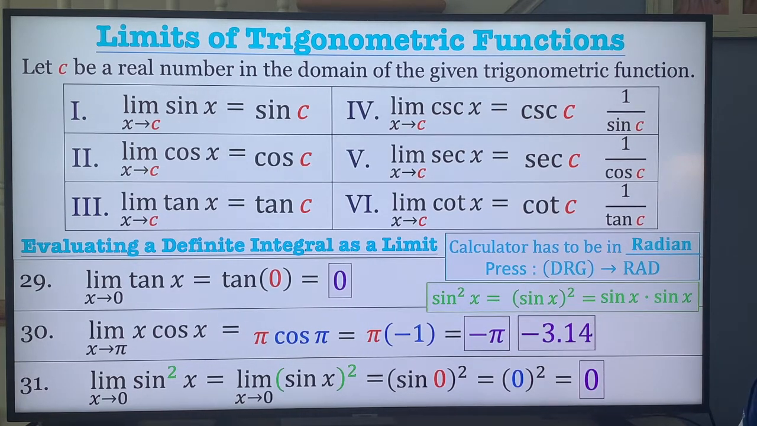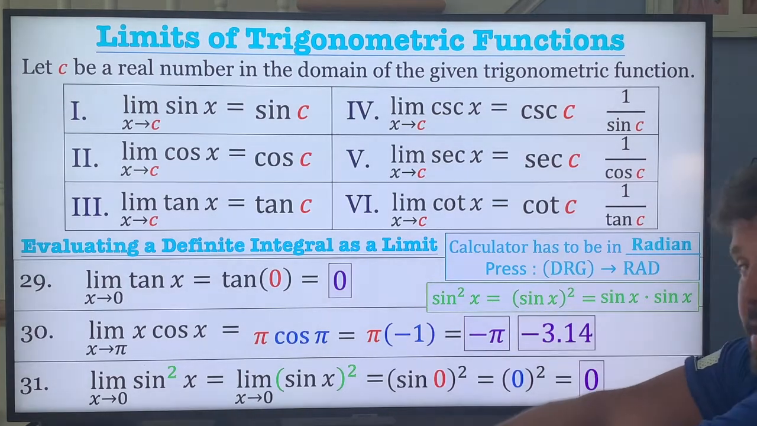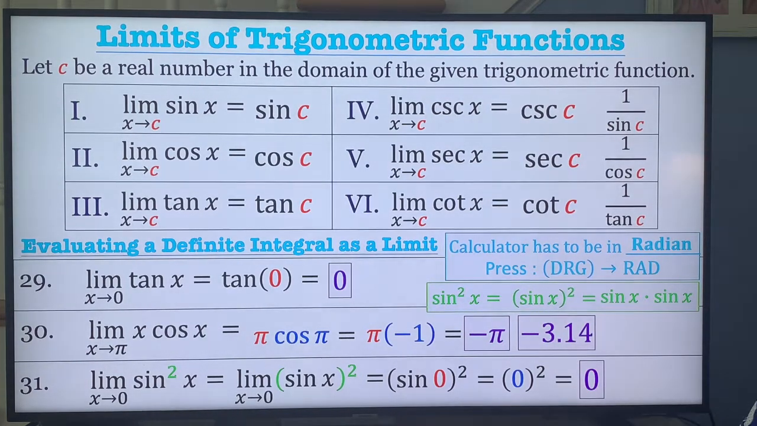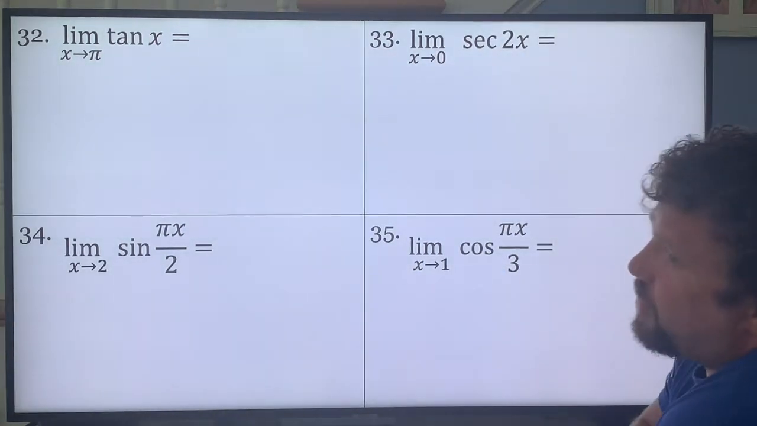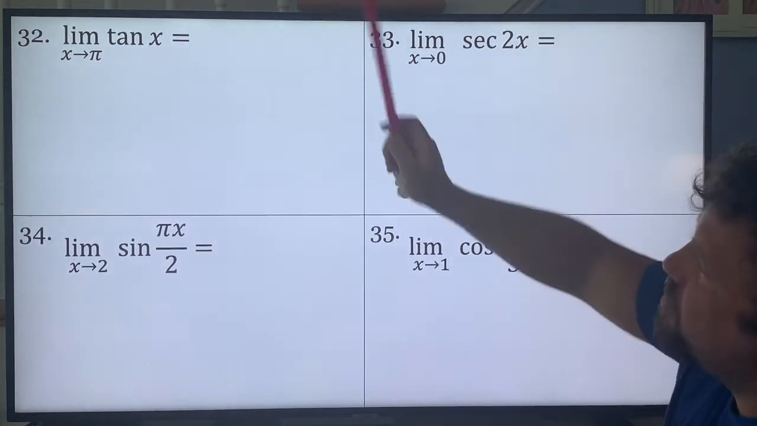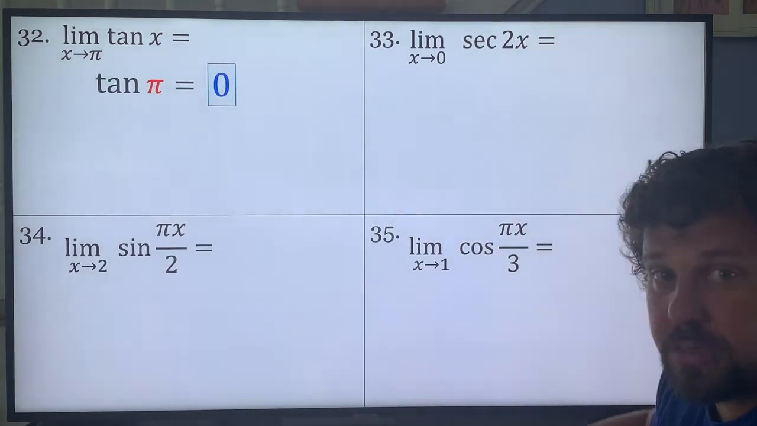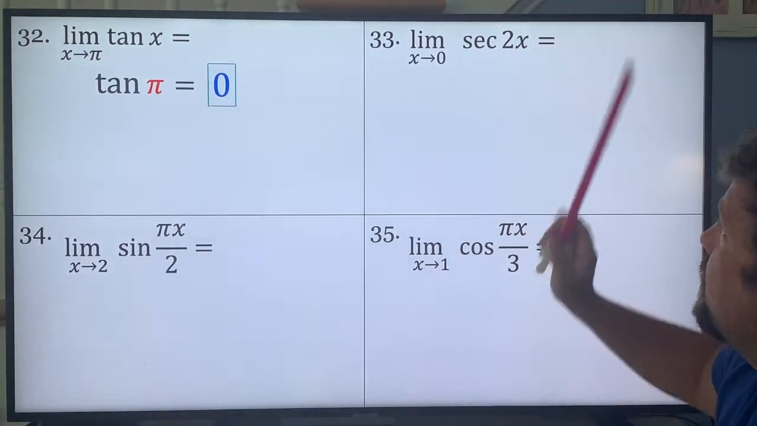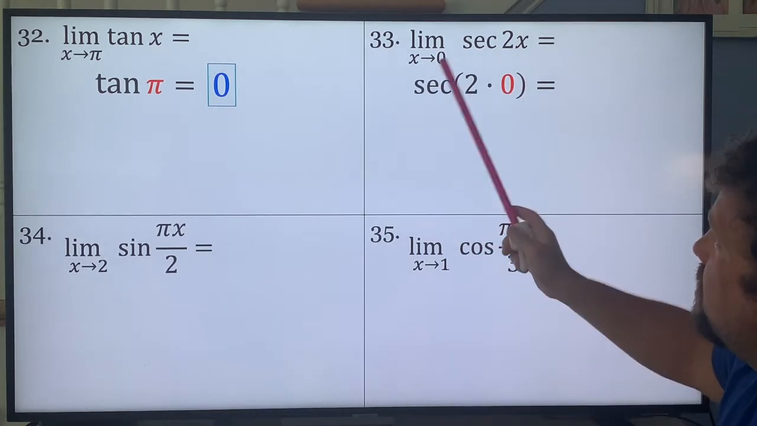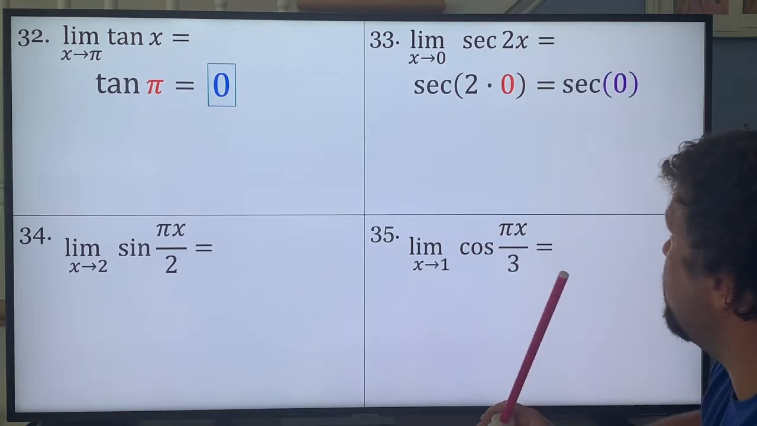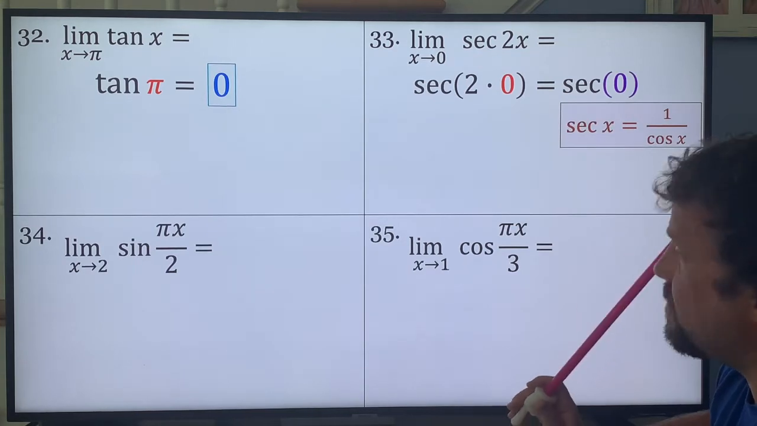Like I said, algebra is going to be your biggest problem in this class, if you have one with this lesson. All right. Ready? Going over some problems. Tan pi equals 0. Secant 2 times pi, so you multiply 2 times pi, 2 times 0. You multiply that first. Secant 0 is, secant now is 1 over cosine.